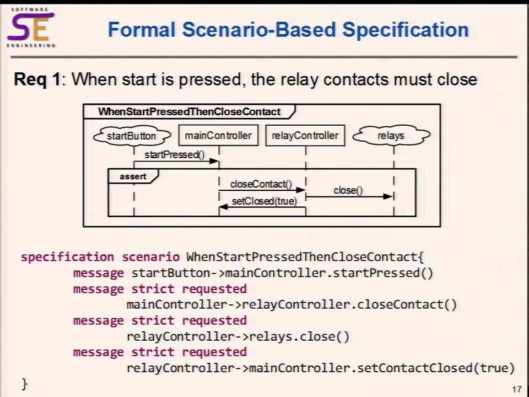Coming from UML, you would like to describe this interaction using a sequence diagram, which could look like this. So you would say if the start button is pressed, so there's a signal from the start button to the main controller, then the following should happen. The main controller must send a close contact signal to the relay controller. The relay controller should tell the relays to close, and then the relay controller should tell the main controller that the relays have been closed. In this case, it would be setting a Boolean attribute from false to true.